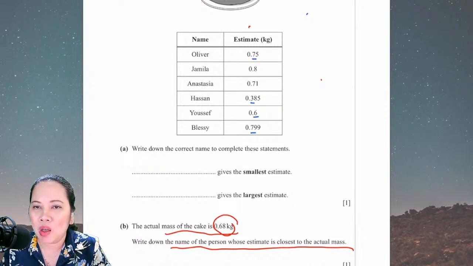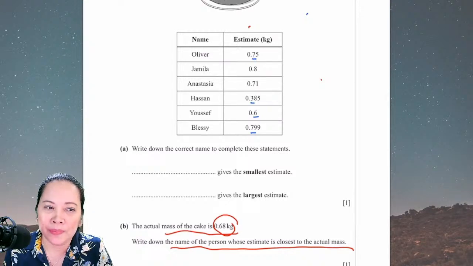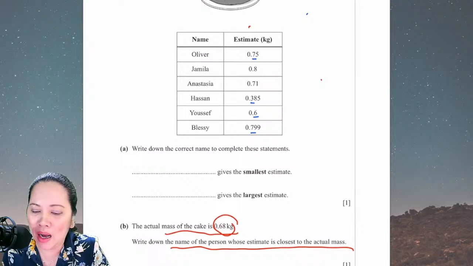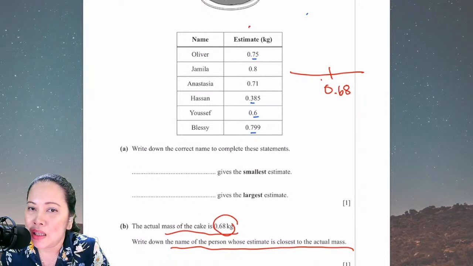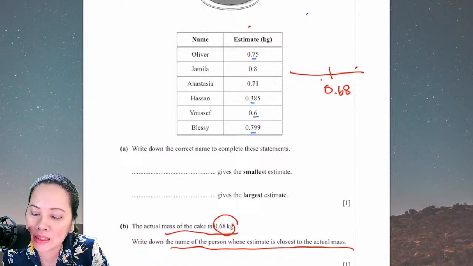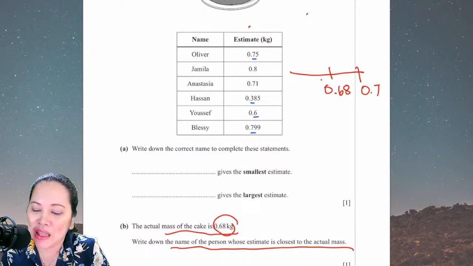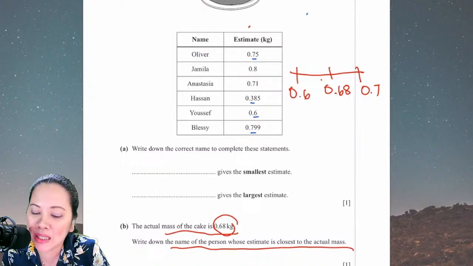Yusuf's. Okay. So how do we do estimates from the actual? Yes, turning grade 9 na po. Wow, that's great. 0.68 is here. Okay. 0.68, if we are to round this will be 0.7. This is closest to 0.7. 0.68 is closest to 0.7 than 0.6. Yusuf's one is at 0.6.